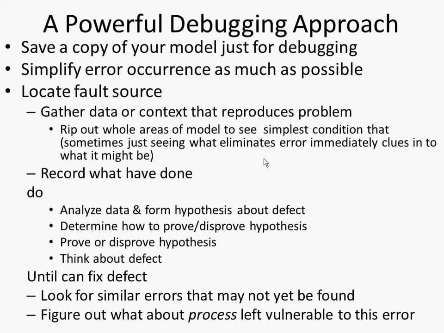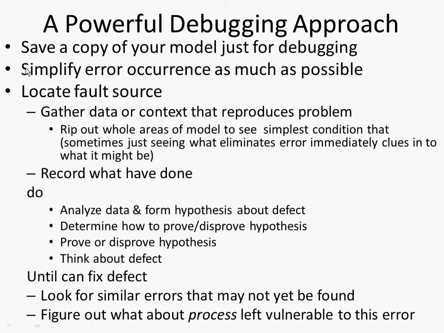So if you think that this error is probably caused by death in the model, that deaths in the model are somehow causing problems for the people still living because maybe they've sent messages to a dead person or something, then you can turn off death and see if the model still misbehaves. So systematically disable or rip out components of the model that may be causing problems. To locate this fault source, you're going to rip out whole areas of the model to find the simplest conditions that reproduce it.